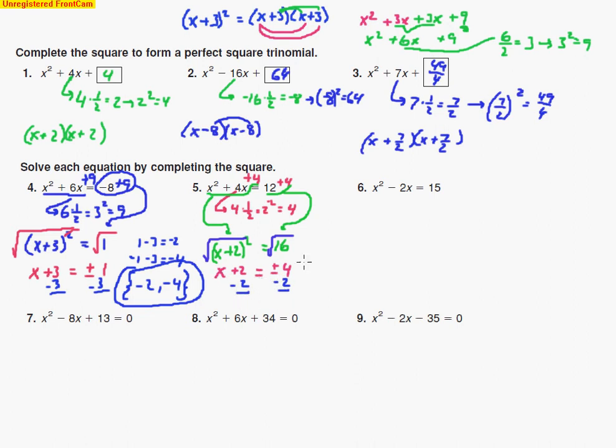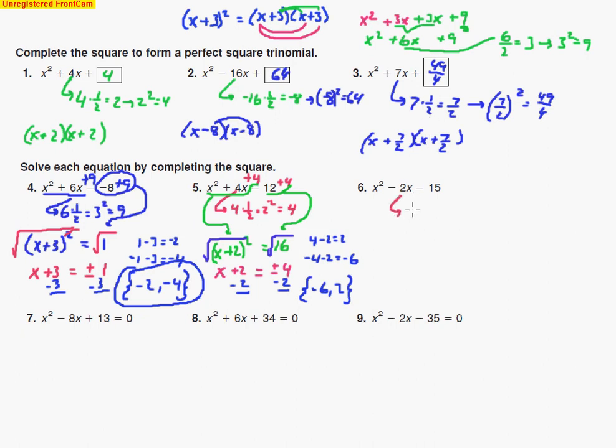And so in this case, we'll set up our two problems. We've got the positive 4 take away 2, which makes 2. We've got the negative 4 take away 2, that makes negative 6. So there it is. Negative 6 and 2 are the two x-intercepts. Again, you could have solved by factoring a whole lot faster. However, again, as I said before, sometimes you won't be able to factor.